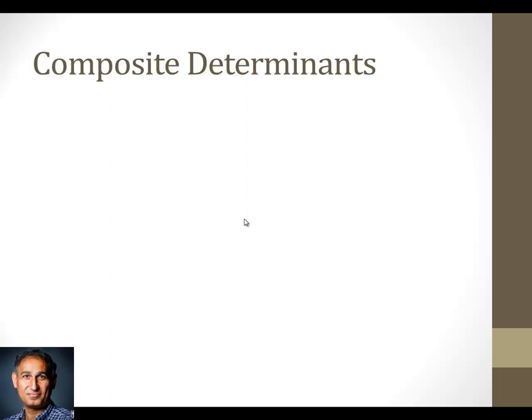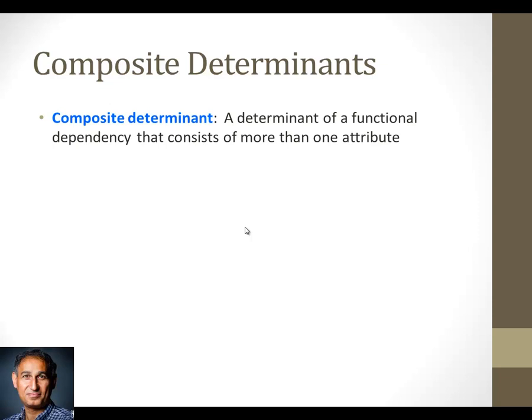Some of these determinants can be composite, which means that they consist of more than one attribute. For example, and that's another example that will also guide us through that, which is the student name and class name that can be used as a determinant to determine the student grade.